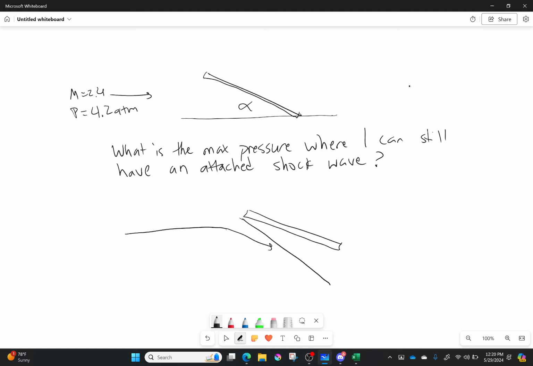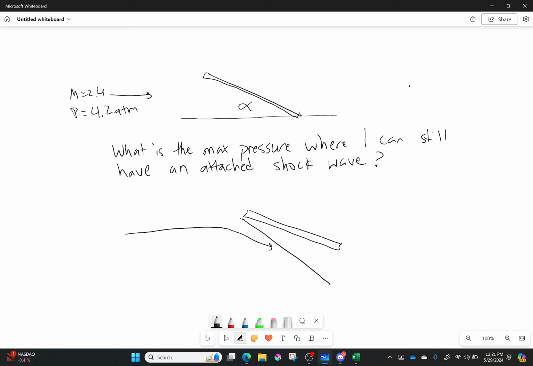The issue is that at some point, if I keep on increasing my angle of attack, I'm going to keep on being attached for a while, but eventually it's going to detach. I'm going to have a shock wave going in front of it, just like if it was a flat surface in the flow. So there's only some max deflection angle I can have before the flow no longer can do that.